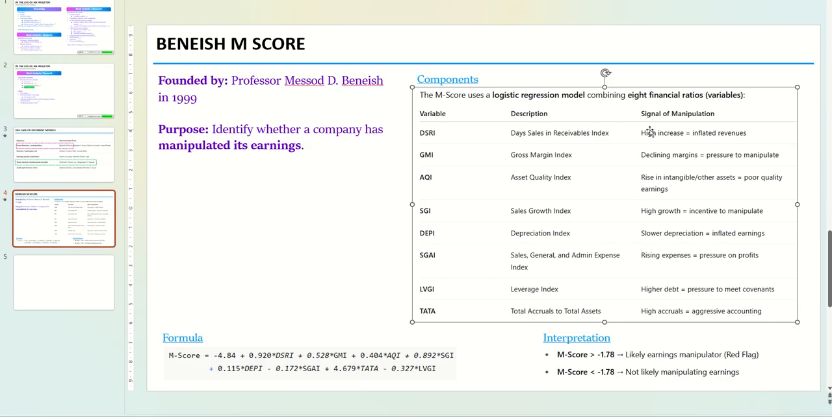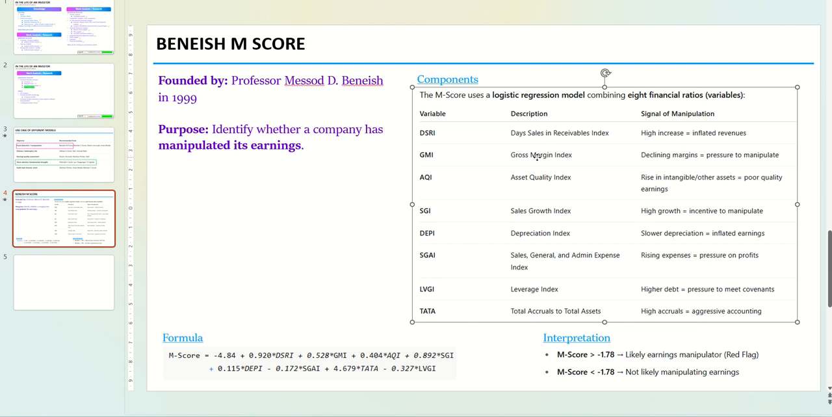Each of these variables has a significance. It's not just a mathematical model. For example, take the gross margin index: declining margins give a pressure to manipulate. Then the last one, total accruals to total assets: high accruals means aggressive accounting.